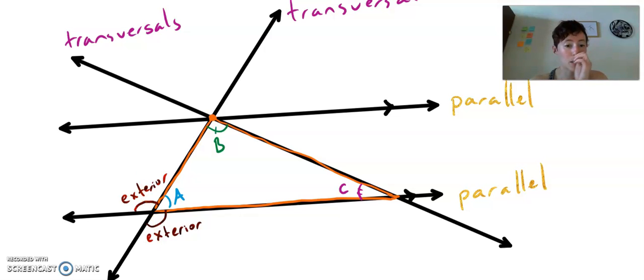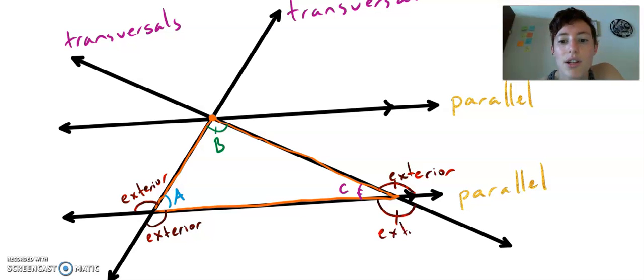But I have lots of exterior angles that I could see on here, so I'm going to extend one side over by my C, and I could say, this is an exterior angle over here. And again, I have my other one. If I were to extend the other side of my triangle, I get another exterior angle.